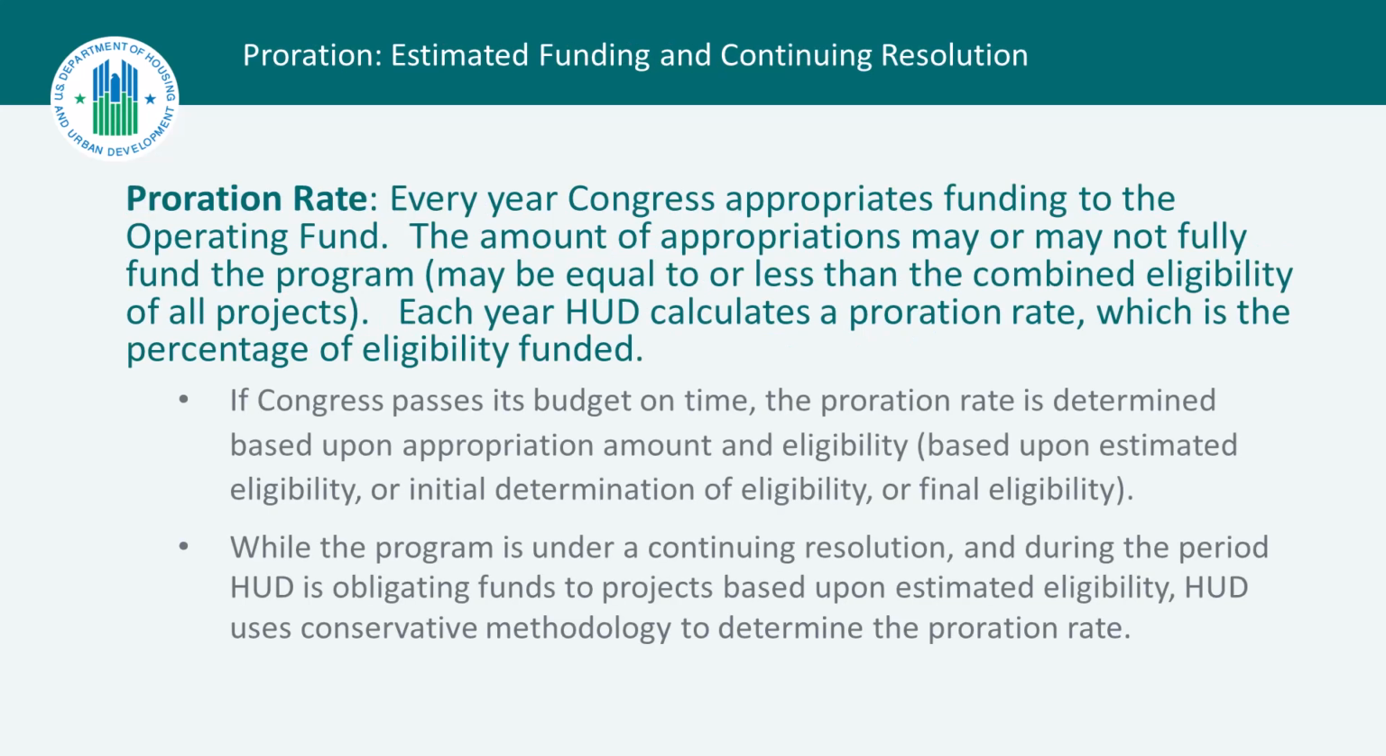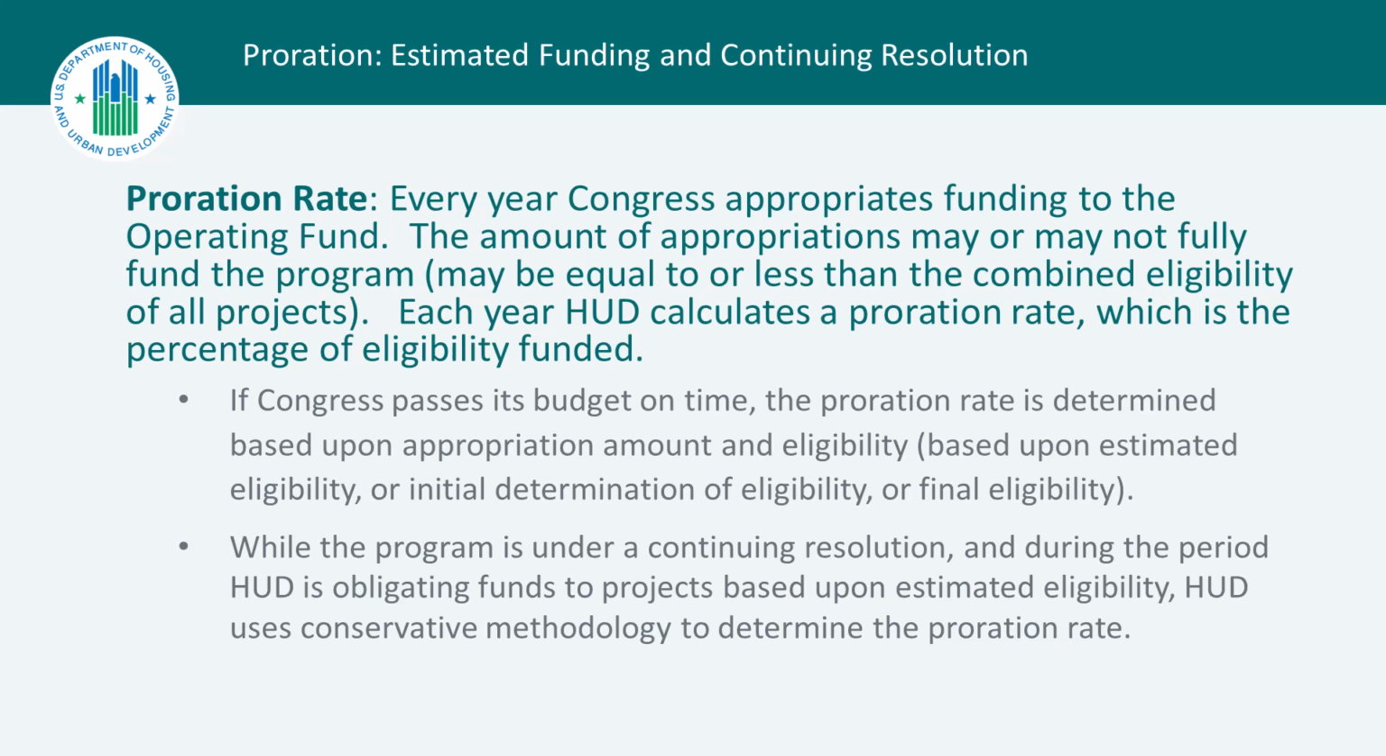Every year, Congress appropriates funding to the operating fund. The appropriations amount may or may not fully fund the program. It may be equal to or less than the combined eligibility of all projects. Each year, HUD calculates a proration rate, which is the percentage of eligibility funded. If Congress passes its budget on time, the OPSUB proration rate is determined based upon the appropriation amount and eligibility, which is based upon estimated eligibility, initial determination of eligibility, or final eligibility.